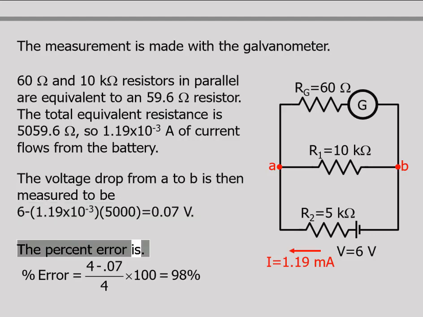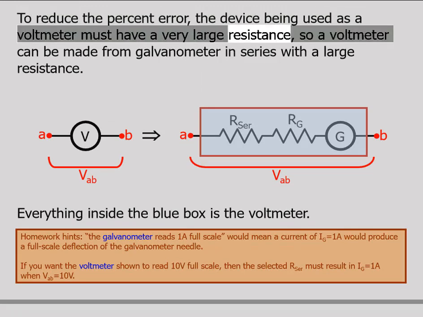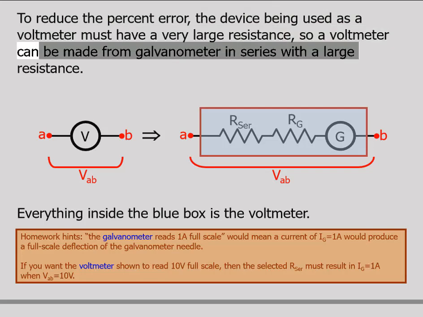The percent error is computed. To reduce the percent error, the device being used as a voltmeter must have a very large resistance, so a voltmeter can be made from a galvanometer in series with a large resistance.